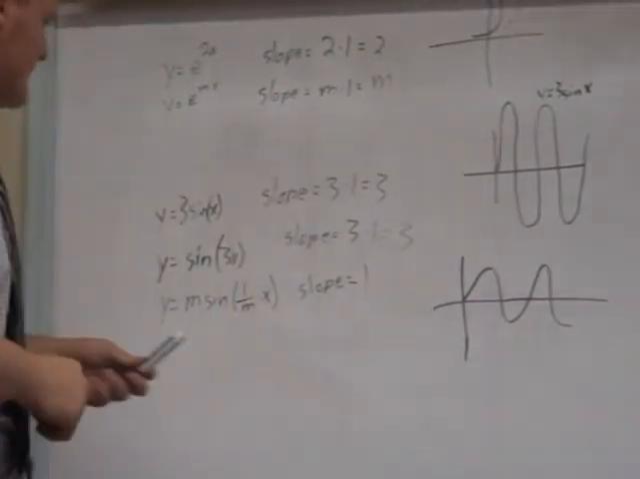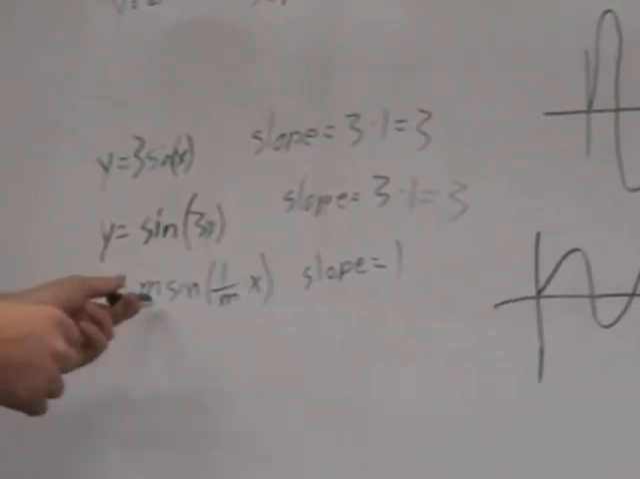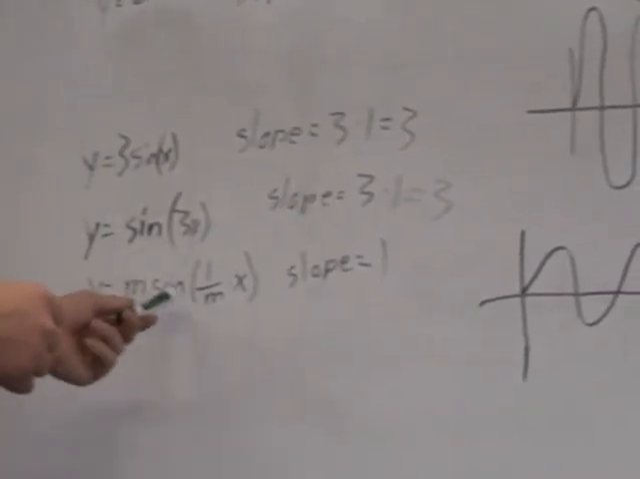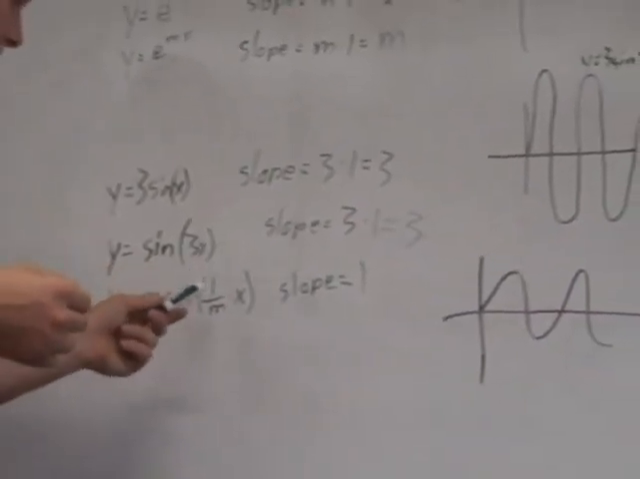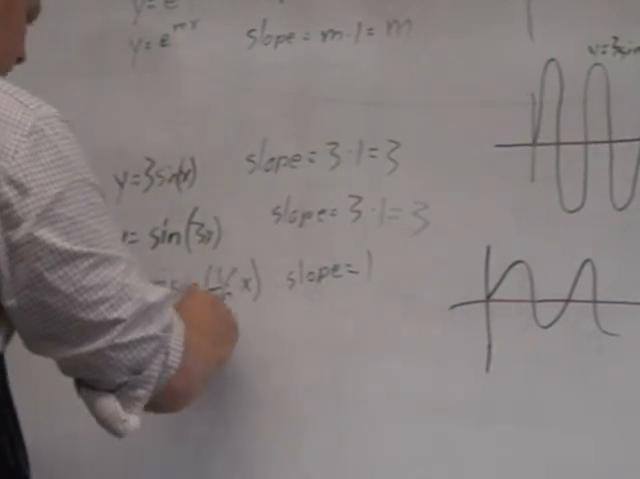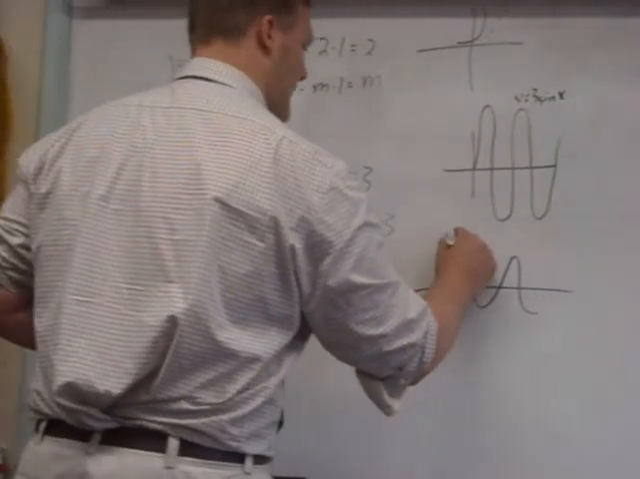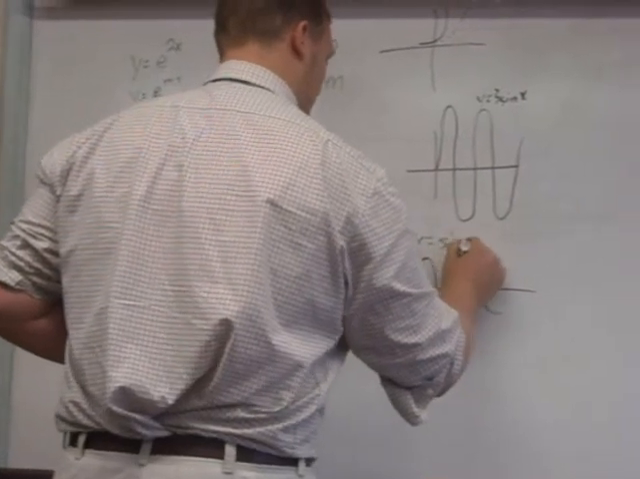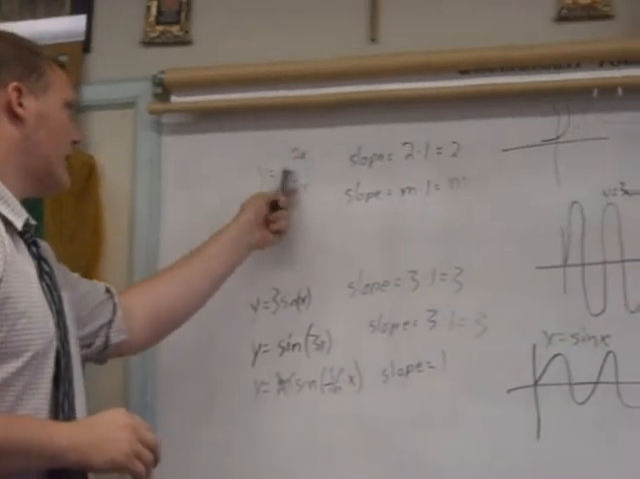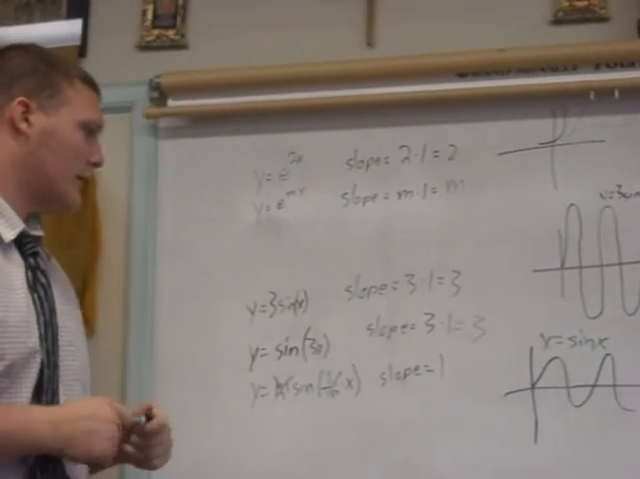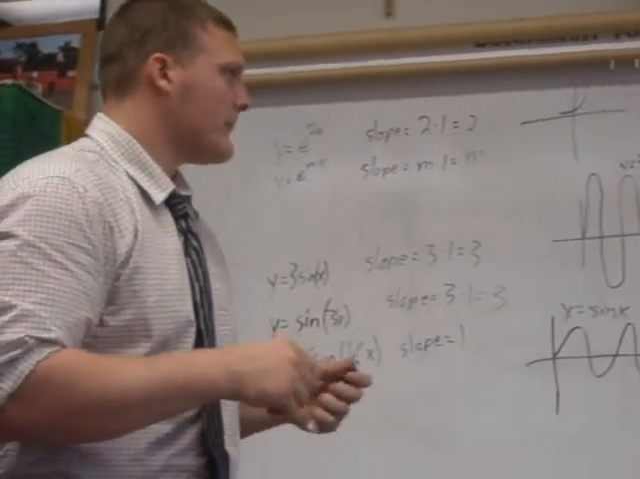And then this is just a little bit of a thinker when you think about it. Putting these two together, if you have 3 sine of 1 over 3 x, or in this case m sine of 1 over m times x, these two are going to cancel, and it's essentially just going to be your regular y equals sine of x. So there, a little bit of a summary of changing slopes by altering the equation just a little bit, multiplying, dividing, and raising them to different numbers, and there you go.